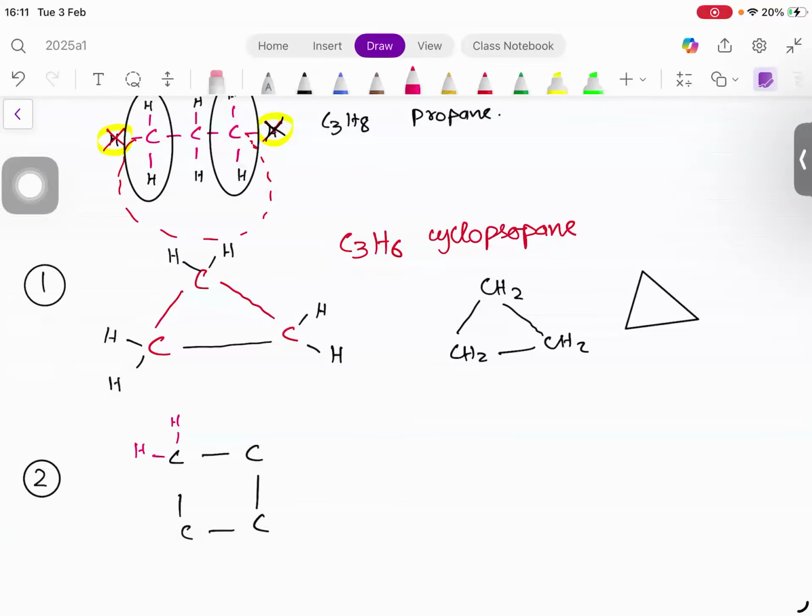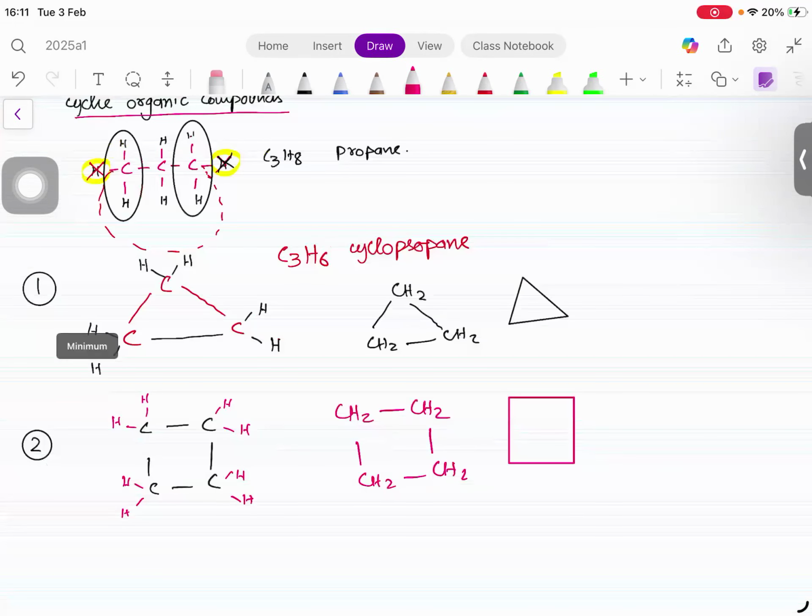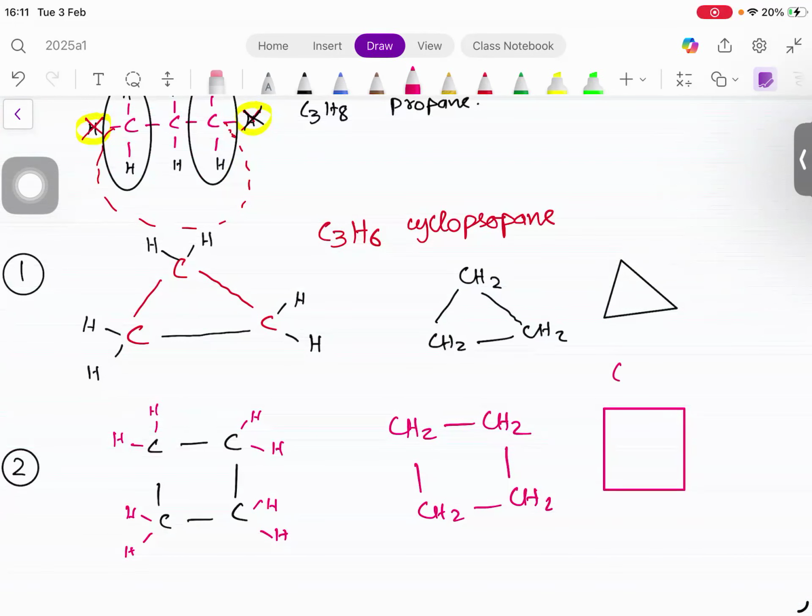And every carbon, how many hydrogens? 2. So how do you write it? CH2, CH2. All the carbons in the ring are CH2. And if you write the skeletal, it will be like this. And what is the name of this compound? Cyclobutane, C4H8. They may look like alkenes because their hydrogen number is just like alkenes.